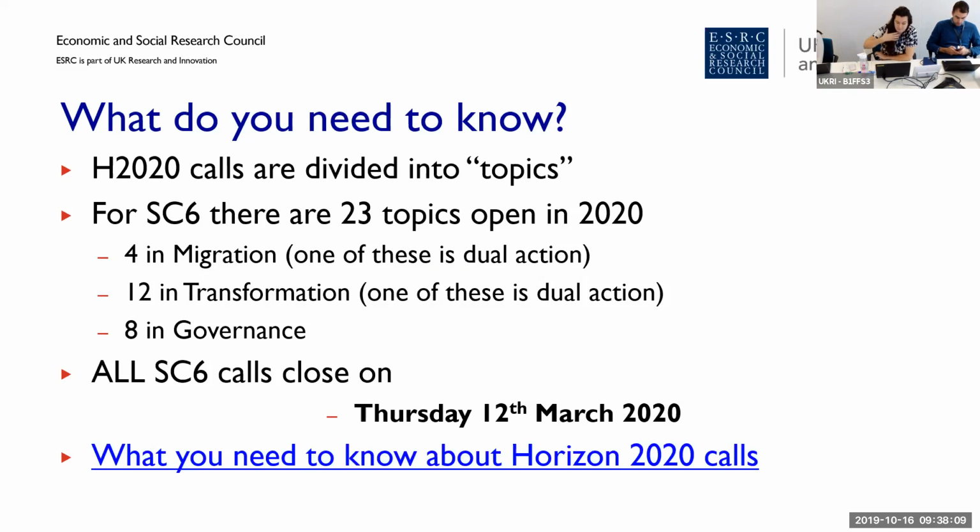So there are 23 topics open for Societal Challenge 6 in 2020, and you can see how those are distributed across the 3 calls this year. The important date that you need to know is that all of the calls close on Thursday, the 12th of March 2020. I would obviously recommend you not wait until this date, but it's useful to have that in your mind when you're working backwards about how long it's going to take you to put these together. They do take a long time, and I would suggest starting as soon as possible if you have not already.